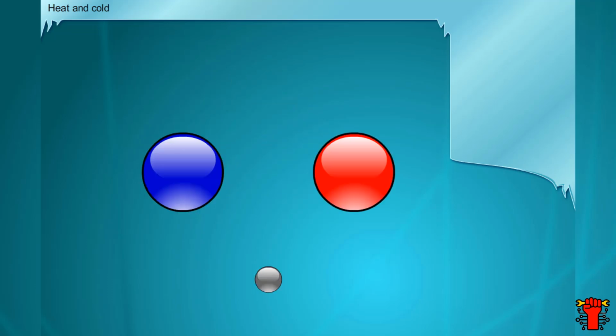Heat is another form of energy. In this picture, the red sphere is hot and is thus full of heat energy. The blue sphere, on the other hand, is cold. It lacks heat energy.